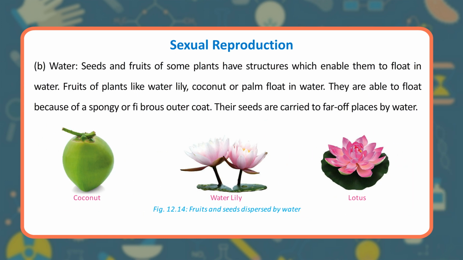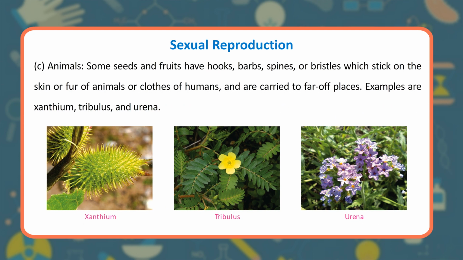Water. Seeds and fruits of some plants have structures which enable them to float in water. Fruits of plants like water lily, coconut or palm float in water. They are able to float because of a spongy or fibrous outer coat. Their seeds are carried to far-off places by water.